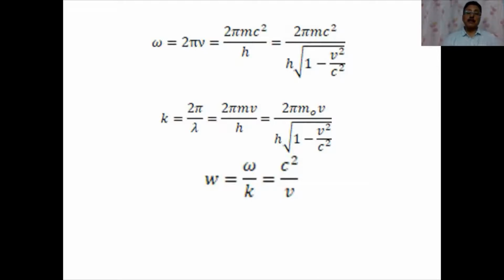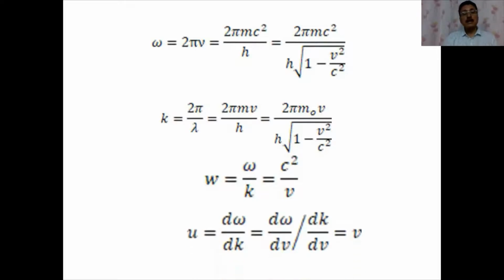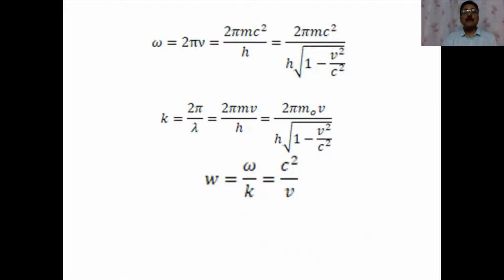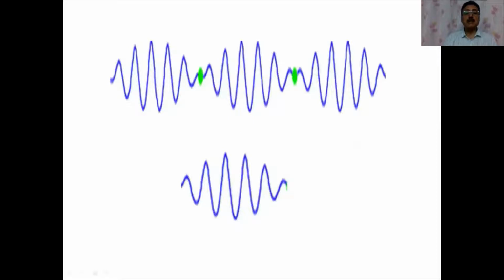Mind it, w is equal to omega by k is the phase speed that I have explained. It can have a speed greater than the speed of light in vacuum. But if you differentiate the above, d omega by dk, then you will get u is equal to v. That is the speed of the particle, and the wave group has the same speed. That means the wave group that we have seen just now, associated with a moving particle, will have the same speed as that of the particle. And the particle will be located somewhere from one end to the other.